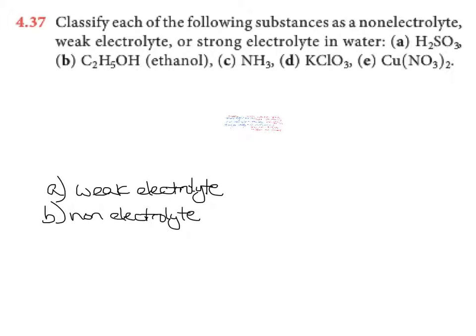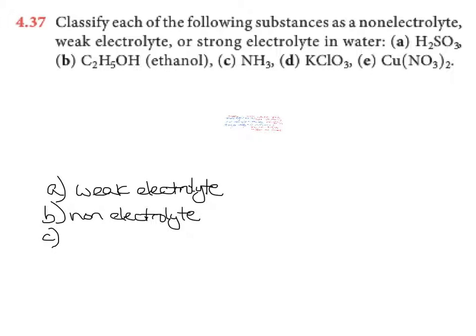We tend to put the hydrogens in front. Not always, I'm not going to promise you we always do that, but most of the time if it's an acid, we'll put the hydrogens in front to kind of tip you off that it's an acid. So even though this has hydrogens in it, it's not an acid, it's actually an alcohol, ethanol, and that's a molecular compound, so it's a non-electrolyte.